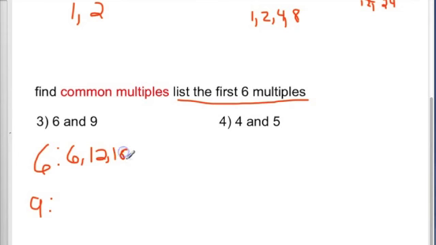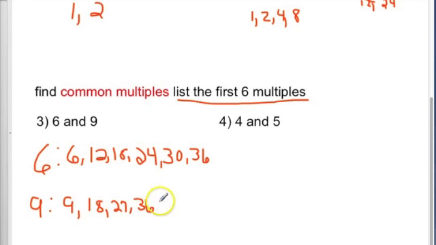18, 24, 30, 36. Now I need to list 6 multiples of 9. I'm going to start with 9, 18, 27, 36, 45, and 54.